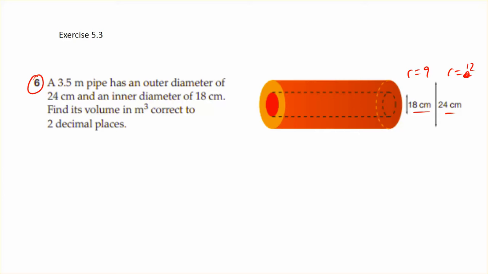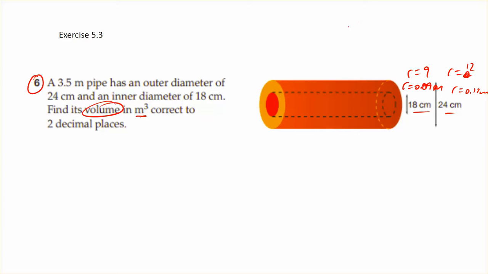Now, what are we trying to find here? We're trying to find the volume in meters cubed. Can you see that it's in meters only? So we're going to convert these into meters. So the radius would be 0.09 meters, and this will be 0.12 meters.